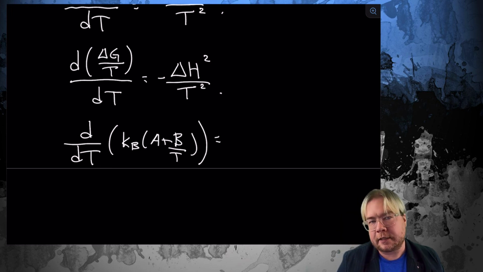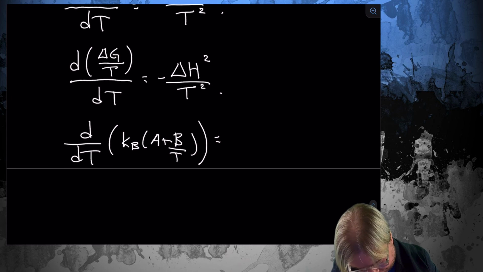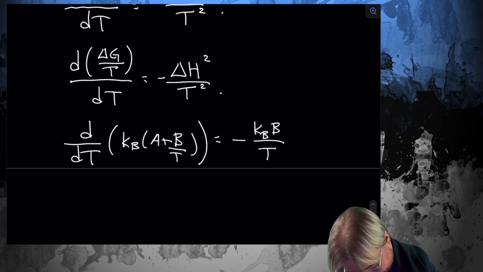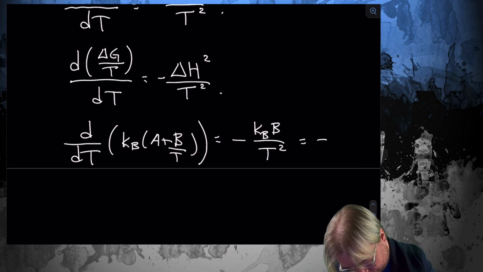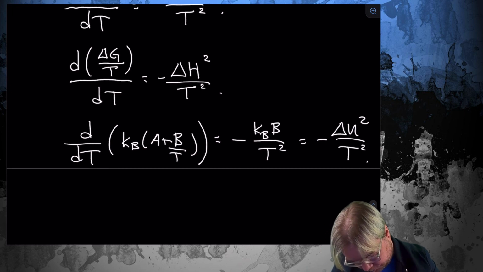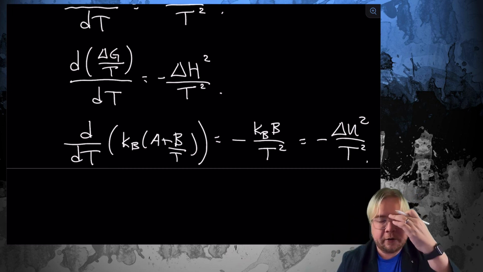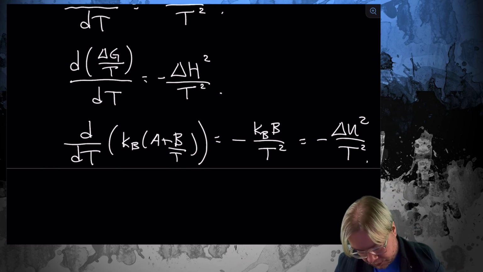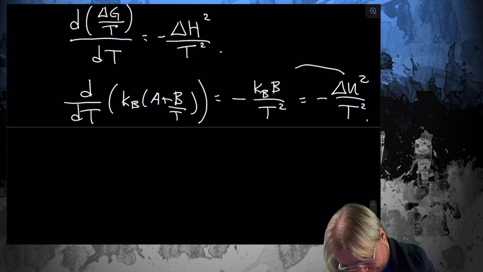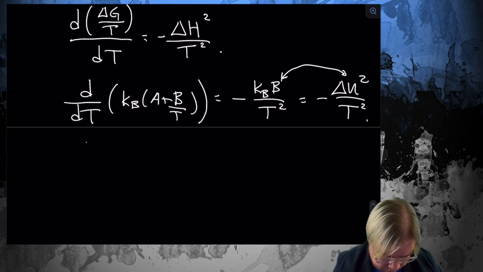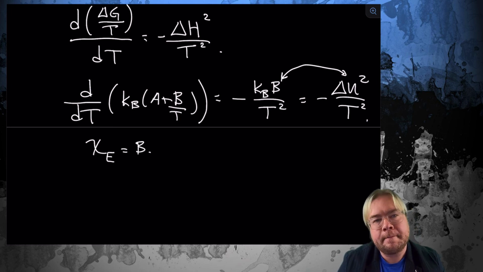Well, Kb times A, that's a constant. That'll go away, and we'll get minus Kb times B over T squared, which is minus delta U squared over T squared. Okay, so you can see that B is the energetic term. So the energetic portion is equal to B.